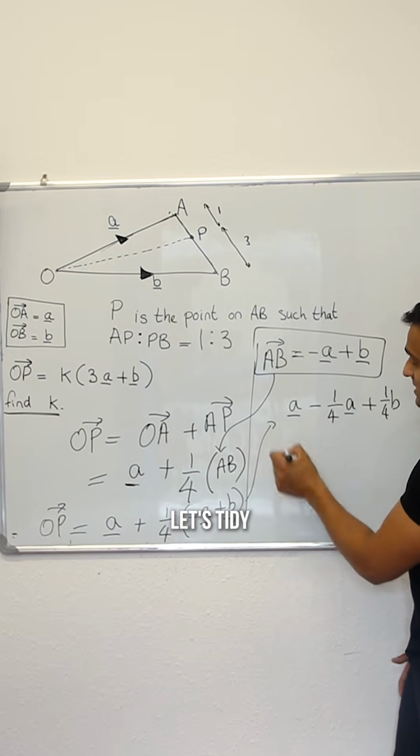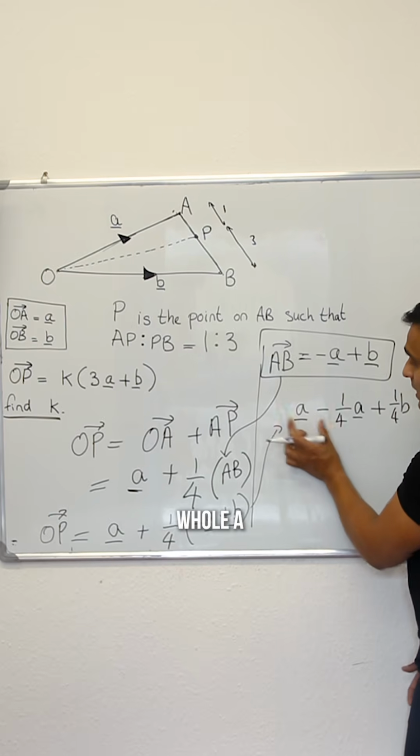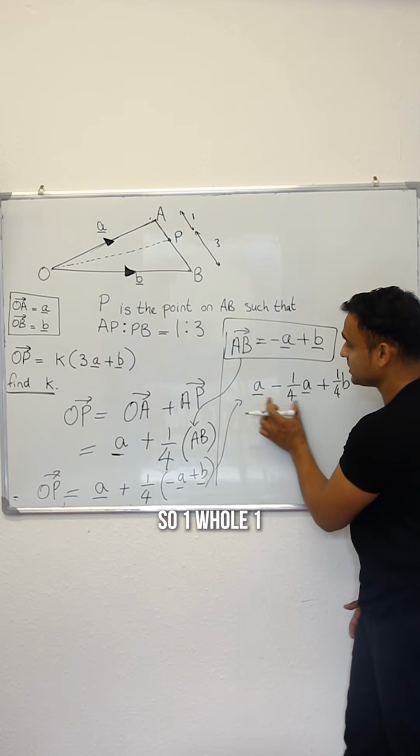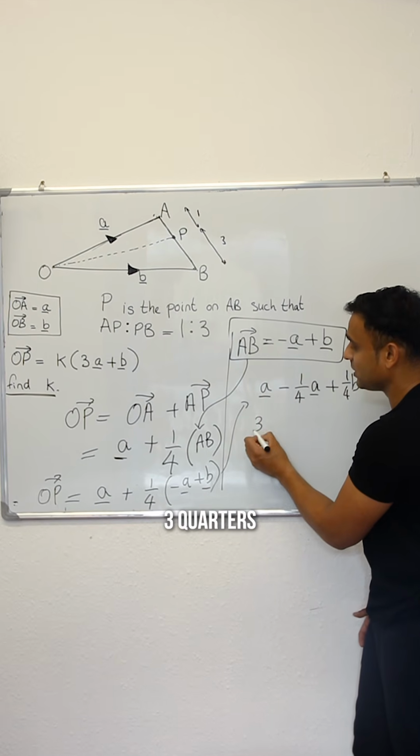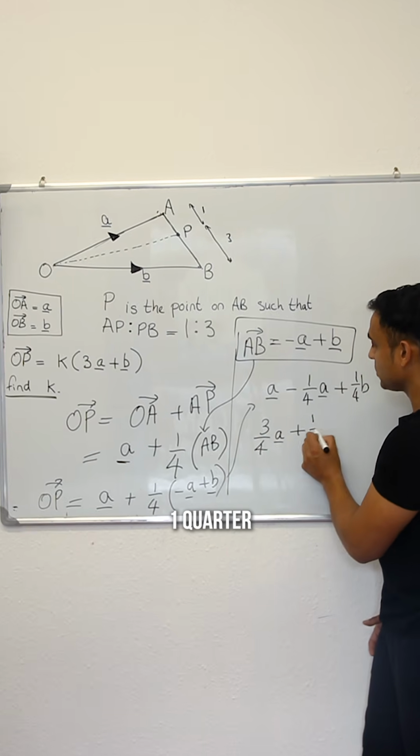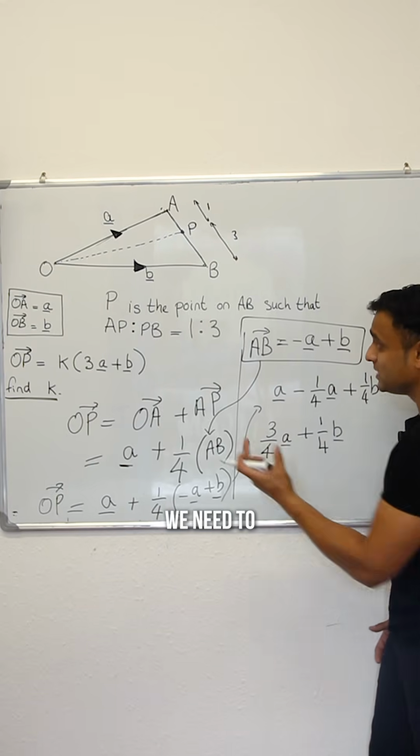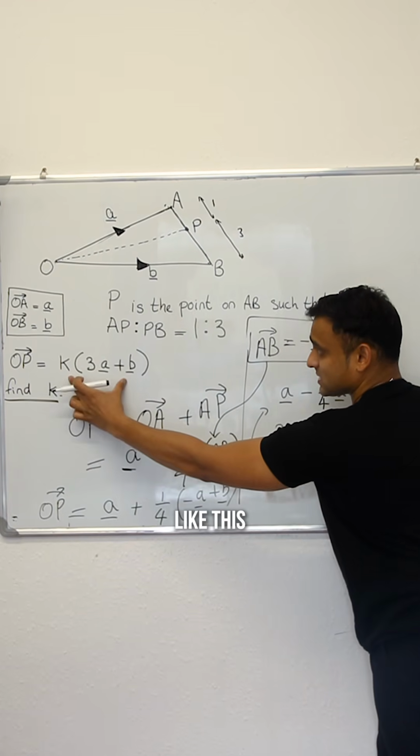The last step is let's tidy it up. This is 1 whole A, take away 1/4 A. So 1 whole 1 take away 1/4 is going to be 3/4 of A plus 1/4 of B. And now we need to make sure that OP looks like this in this format.